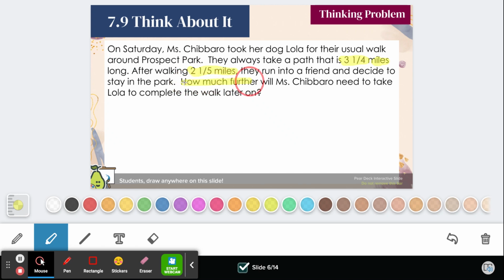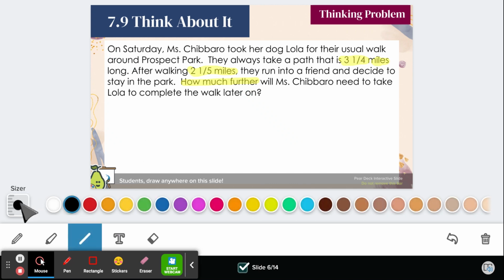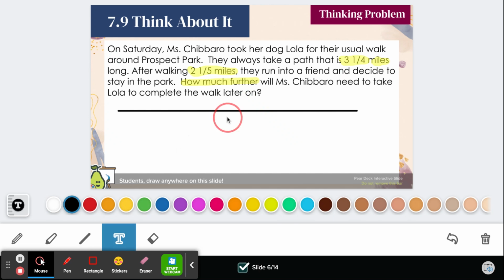How much further will Mr. Barrow need to take Lola to complete the walk later on? So if I just annotate a little, let's make this line smaller. Let's say that this line is the whole walk. The whole walk is 3 1/4 miles. So I know that this is 3 1/4 miles for the entire distance.